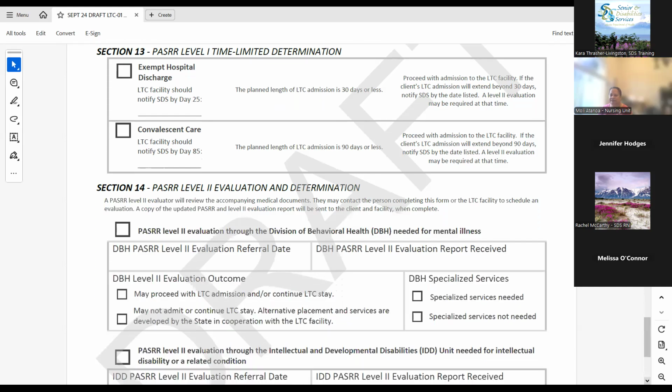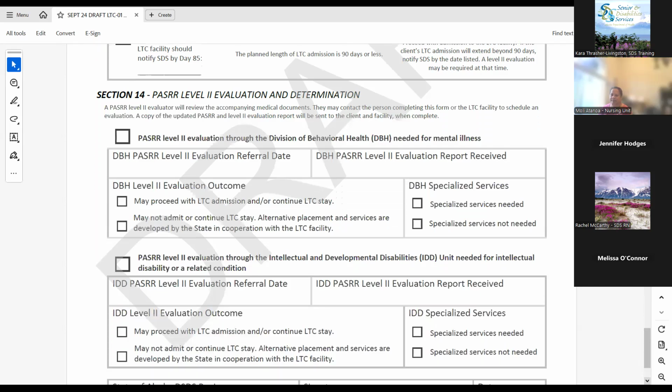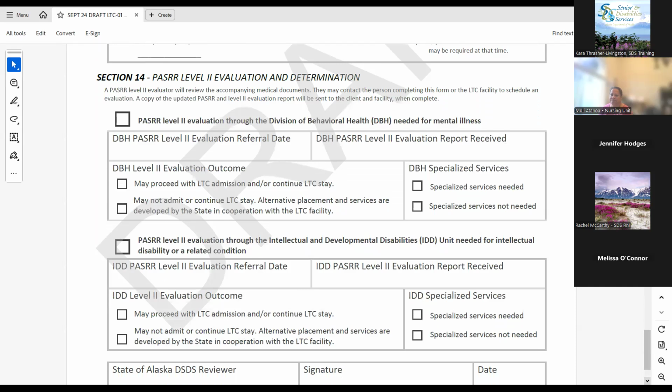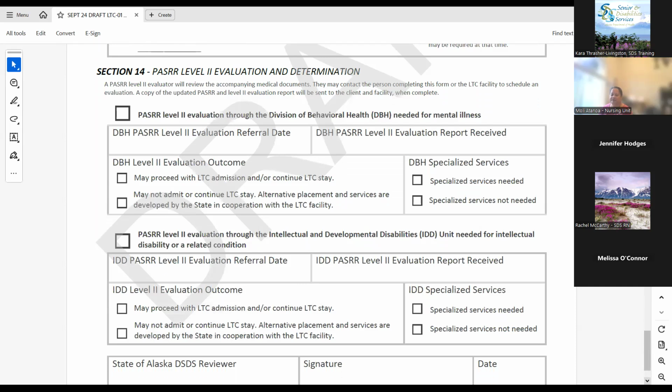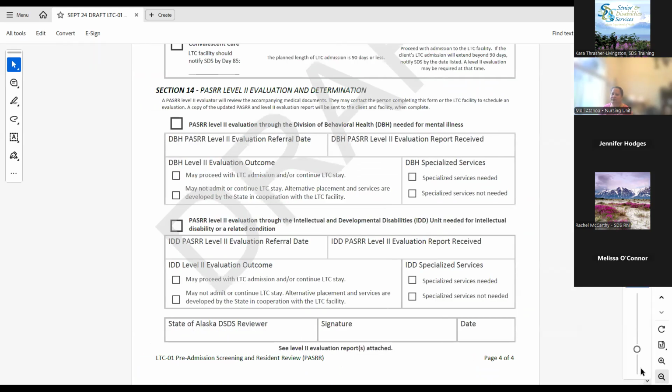Getting to the bottom section, section 14, it's laid out so we can easily see where information on the PASRR level 2 was completed and whether specialized services have been recommended. And of course, your signature there. So that's our form.